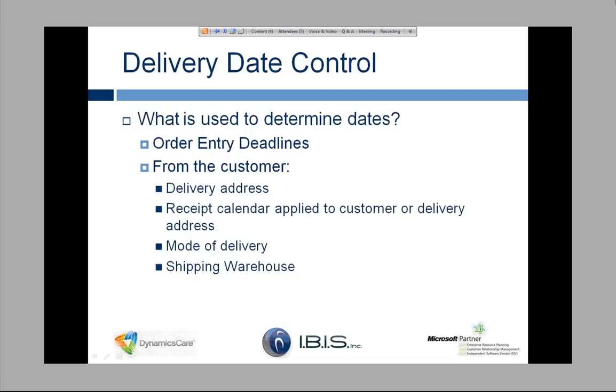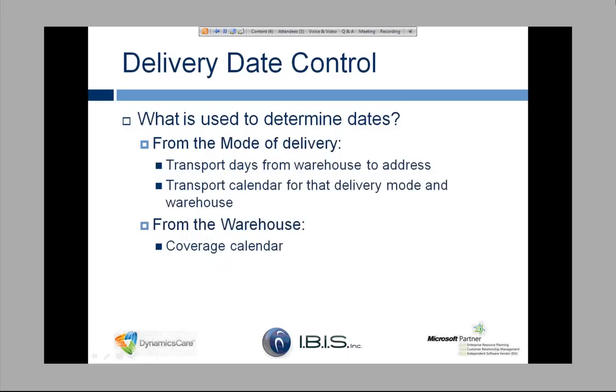You also have a mode of delivery, which indicates how you're going to ship it to your customer, and depending on the mode of delivery, you could have a lot of factors there that can determine how long it's going to take to get to the customer. And then the shipping warehouse itself, you can also have on the customer defaulting. Of course, that can change on the order, but the shipping warehouse basically says, okay, where is it coming from? So that may determine the length of time that it takes to get from one place to another.